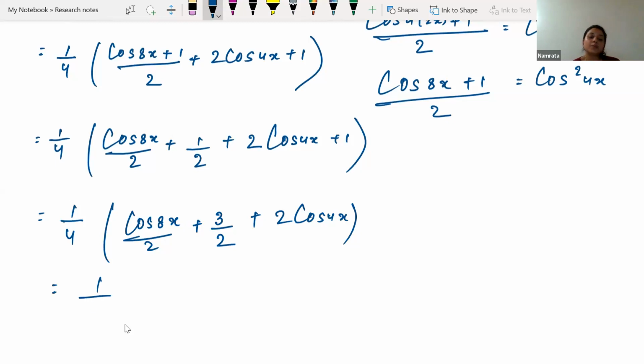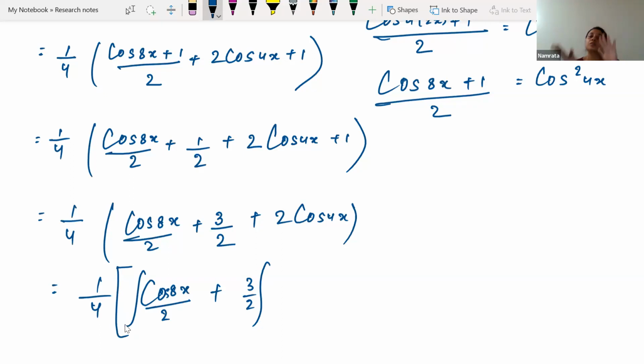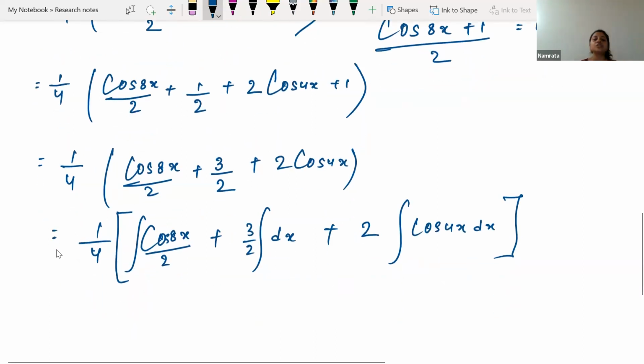Now let's do the integration part by part. So we will be having 1 by 4, cos 8x by 2 plus 3 by 2. Let's write 1 by 4 outside because that 1 by 4 belongs to each and every term sitting inside the bracket. Okay, dx plus 2 cos 4x dx. This way we can do the integration, part by part integration of each and every term. So we will be having 1 by 4 here in the bracket, 1 by 2 is there, and cos 8x.